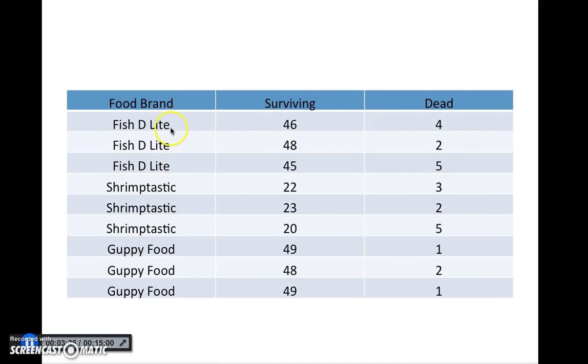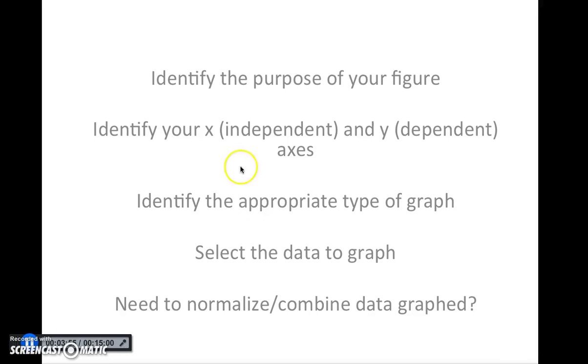And for each of those, I've set up 3 tanks. I've put in 50 fish for the Fish Delight tanks, and I've measured how many survived and how many didn't survive. For Shrimptastic, I did 25 fish in each tank, and for Guppy Food, I put 50 fish in each tank, and again measured survival for all of them.